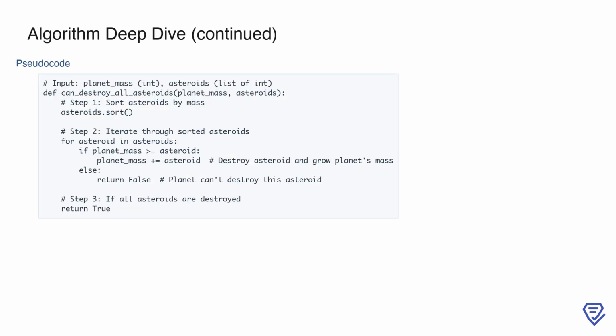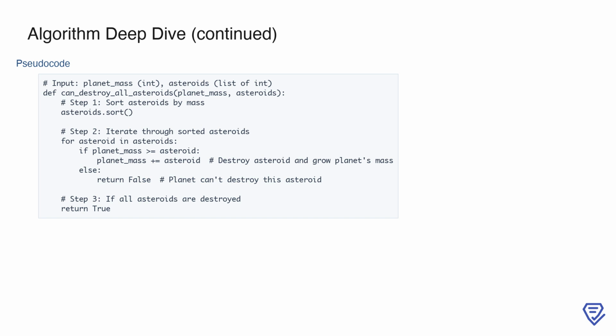Let's now look at the pseudocode for this approach. We begin by taking the planet's initial mass and the array of asteroid masses as inputs. The first step is to sort the asteroid array in ascending order. Once sorted, we iterate through each asteroid in the array. For every asteroid, we check if the planet's current mass is greater than or equal to the asteroid's mass. If it is, the asteroid is destroyed, and its mass is added to the planet's mass.